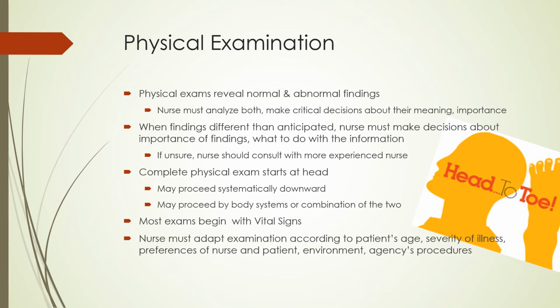Okay, and we know it's a problem. We may not know at this point in your 111 course what to do with the abnormal, but we know it's not normal. When finding different than anticipated information, or our data is different than what we anticipate, the nurse needs to make a decision about that data. What do I do with it? If you go and listen to a patient's lungs and they are not clear, what do I do?